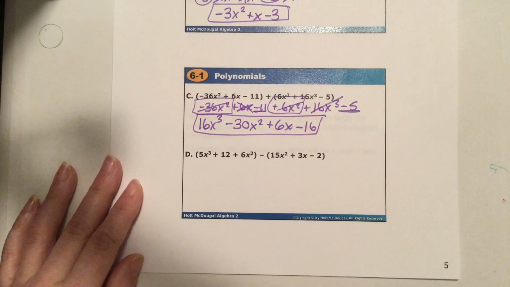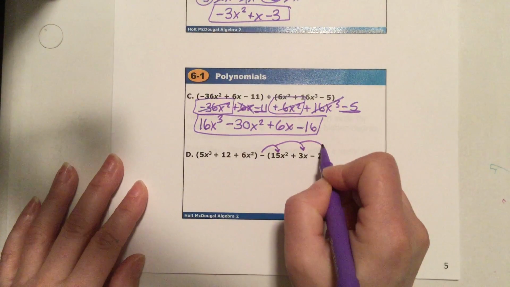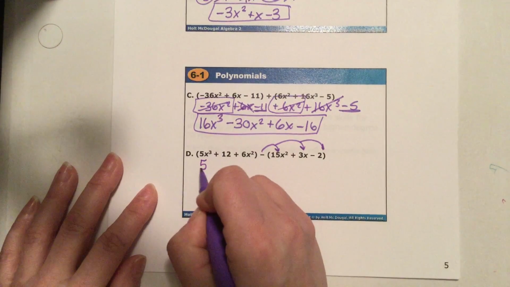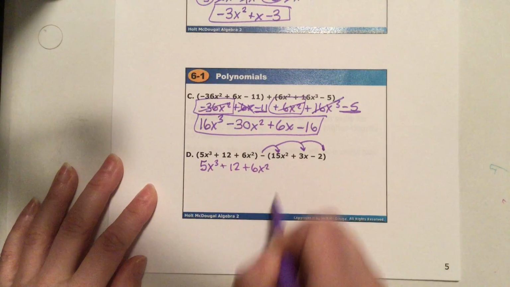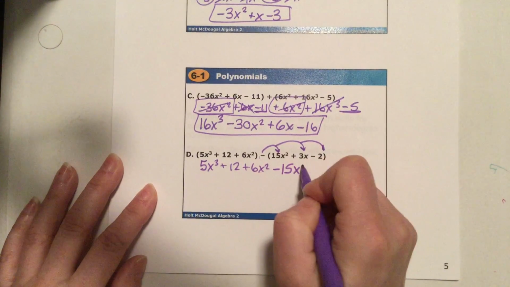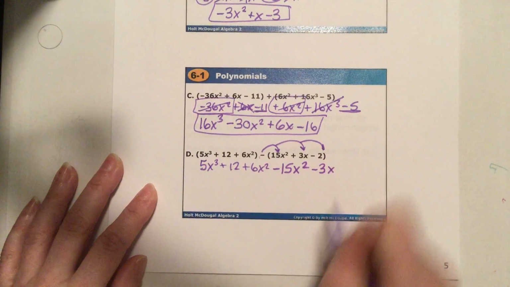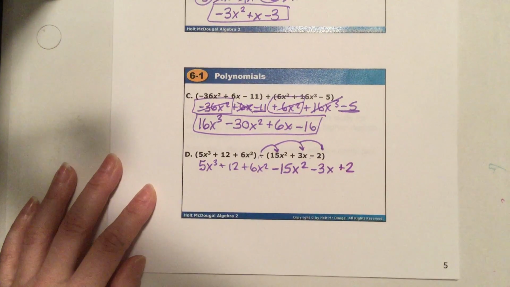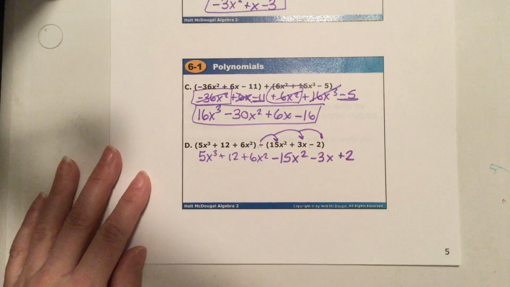One more problem where we'll go ahead and subtract. Remember, when you are subtracting, the negative sign goes into the second set of parentheses. 5x cubed plus 12 plus 6x squared. Negative times a positive makes this negative 15x squared. Negative times a positive makes this negative 3x. Negative times a negative would make that a positive 2. Now we combine like terms and put it in standard form.